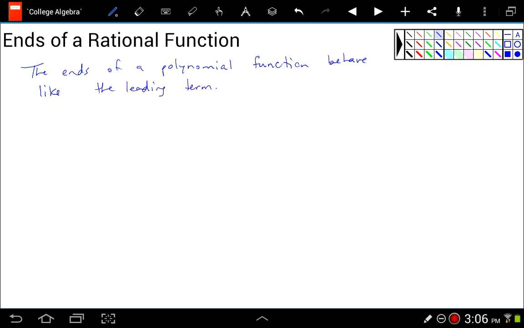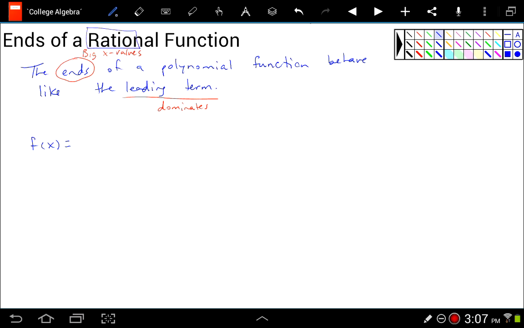That's because on the ends of a function, those are really big x values. We're talking about the left and right sides of the graph, so those are the big x values. Whenever the x values are big, the leading term dominates. All the smaller terms are insignificant. So this is also true for rational functions. So a couple examples.